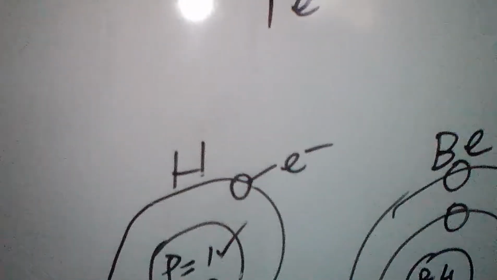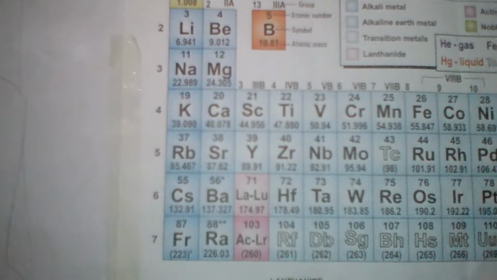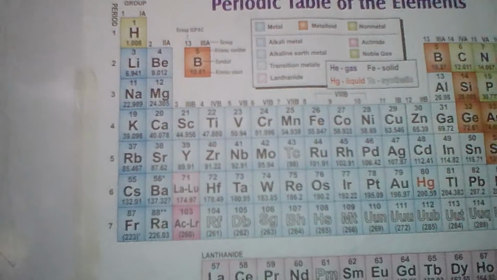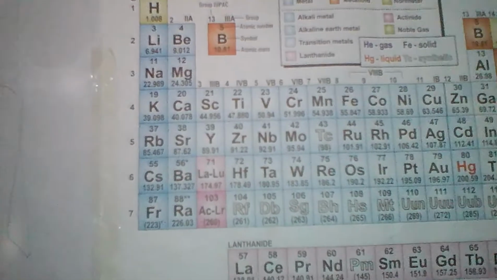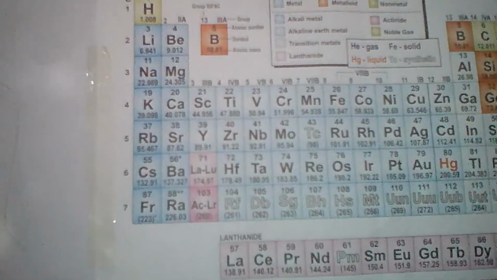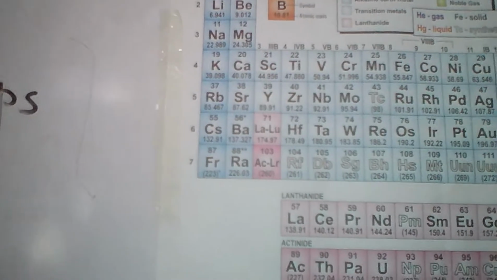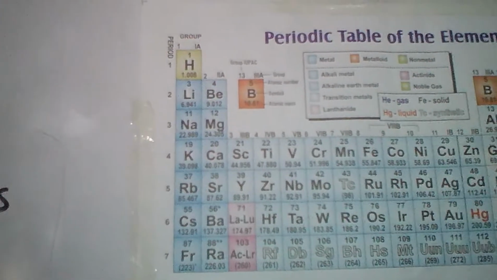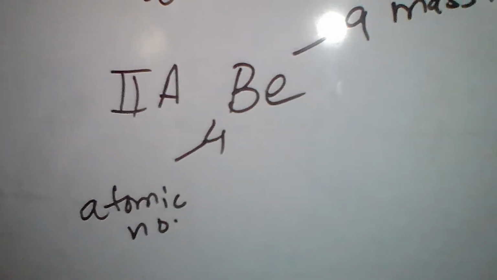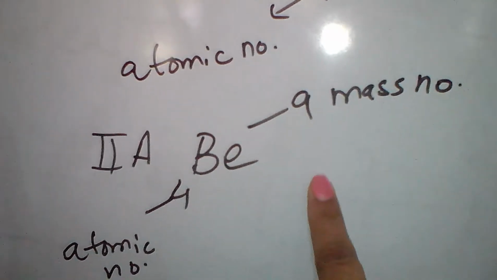Now, we'll see that the second A group of the periodic table has 6 elements, namely beryllium, magnesium, calcium, strontium, barium and radium. We'll take an example of beryllium. Beryllium is the first element of the second A group. We can see that the atomic number of beryllium is 4 and its mass number is 9.